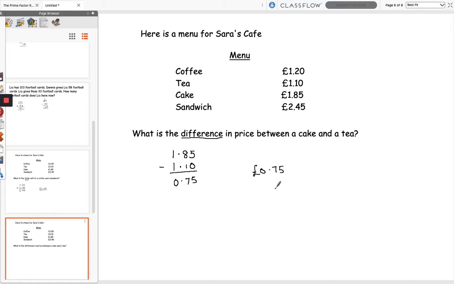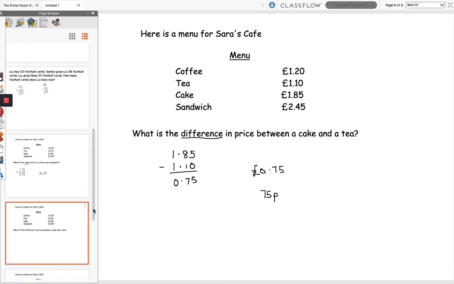Now we could write that differently if we wanted to. If we multiply the amount that we have in pounds by 100, then we'll get that in pence. So if we do 0.75 times 100, we'll get 75p. So the difference in price between a cake and a tea is 75p.